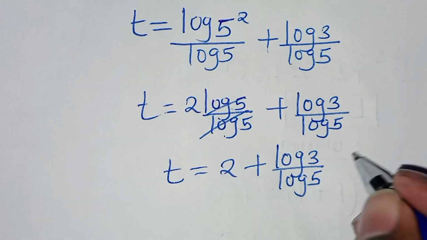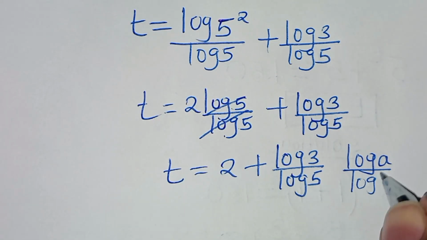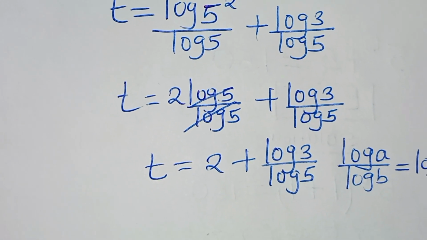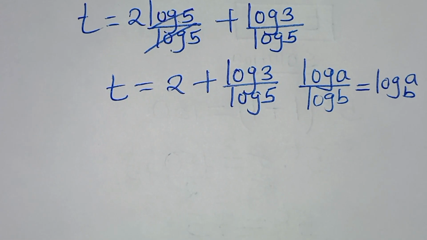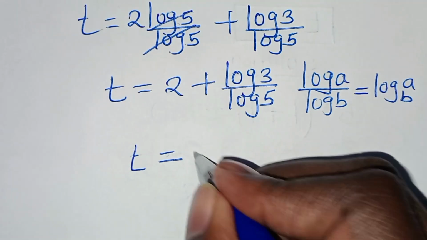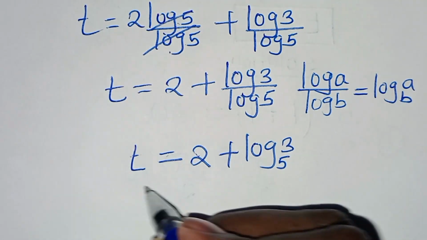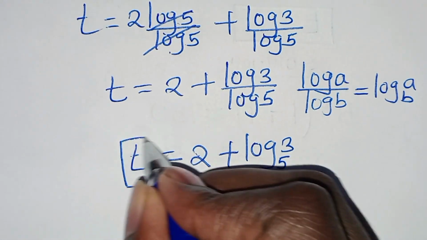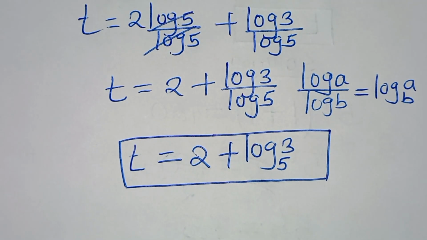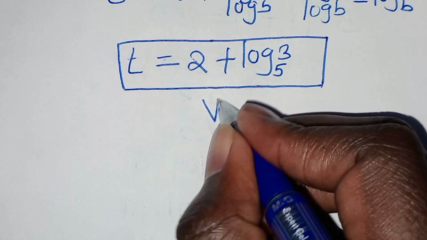Now log 3 over log 5 is in the form of log a divided by log b, which we can express as log a to base b. Applying this logarithm property, t is equal to 2 plus log 3 to base 5. So this is the value of t. Now, the next step is to verify that this value of t actually satisfies the equation by following these steps. So let's verify from here.